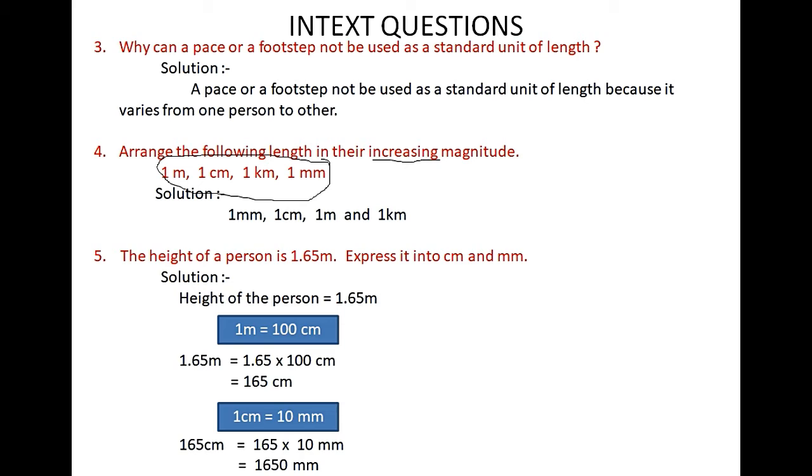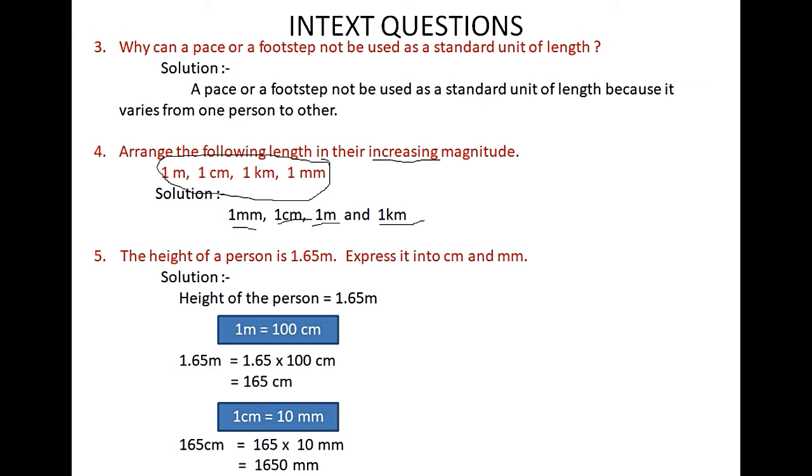Increasing magnitude means ascending order. So this given series of units we want to write in ascending order. Looking at the values, the lowest unit is millimeter, then centimeter, next meter, and at last kilometer. And the constant value remains the same. The number remains the same in all cases.